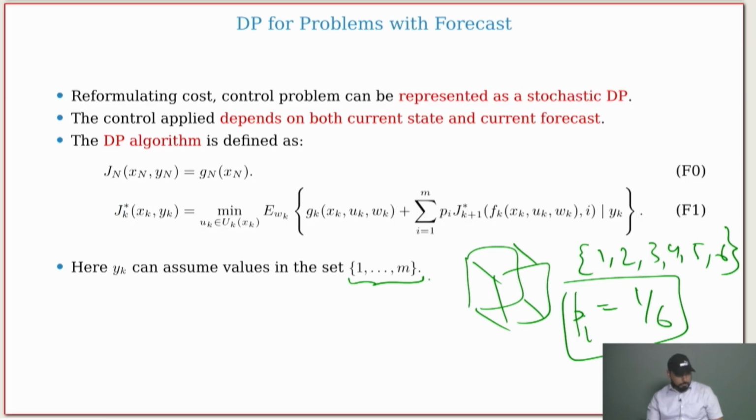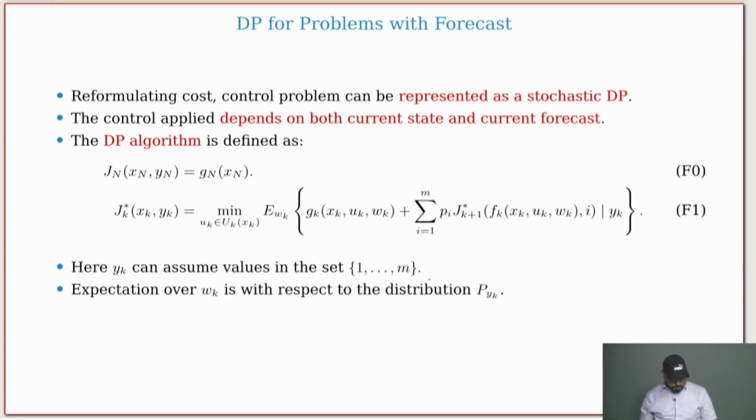So given the yk observation, it follows a certain probability distribution with possible outcomes 1 to m. Now what are the probabilities of having those outcomes? It depends on the distribution itself. Okay, so expectation over W is with respect to the distribution of the yk, right? So whatever distribution yk is, we will take expectation based on that.